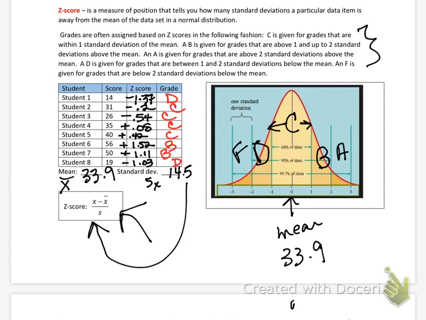So that's how you relate z-scores to the bell curve. It's a nice, neat, systematic approach, assuming that your data is normally distributed. And that is an assumption. If your data is not in the shape of a bell curve, then you really can't use this method of z-scores.